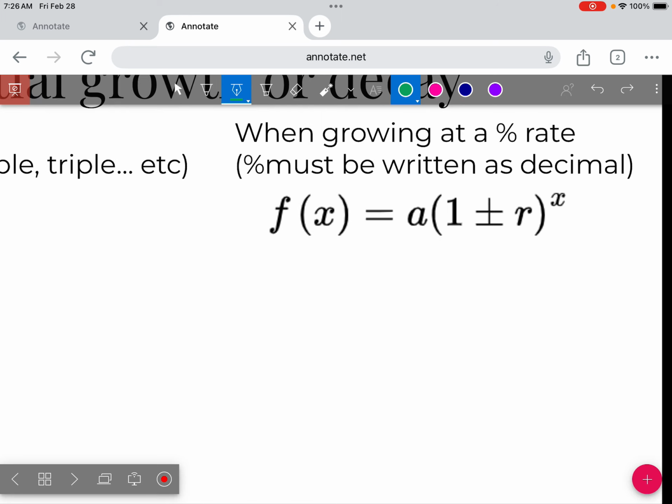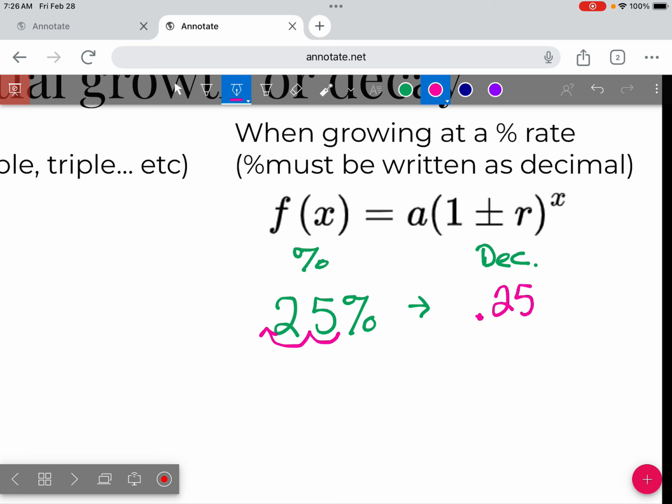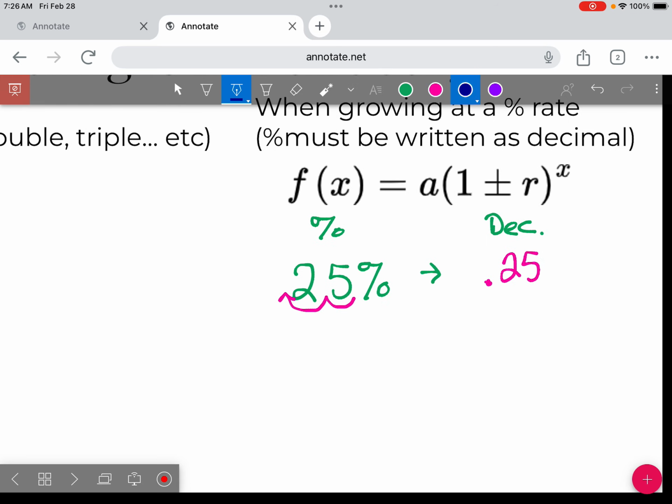So a really important piece here: how do I take something that's a percent, like, say, 25%, and write that as a decimal? What we do is we take our decimal place and we go 2 spaces over. So 0.25 is our decimal. What if it was something like 3%? What is that as a decimal?